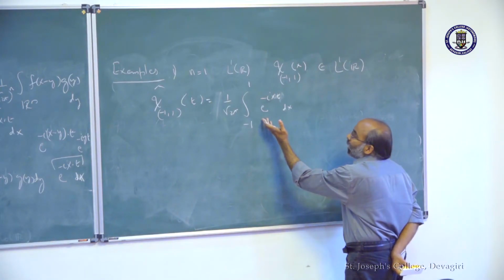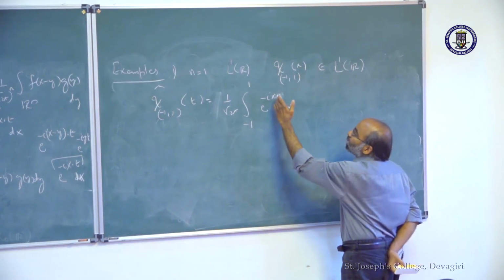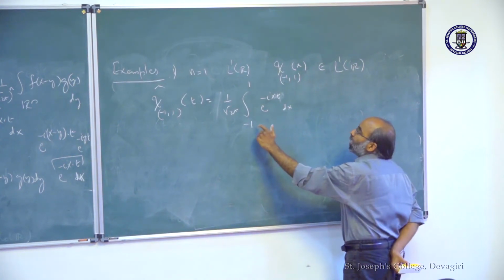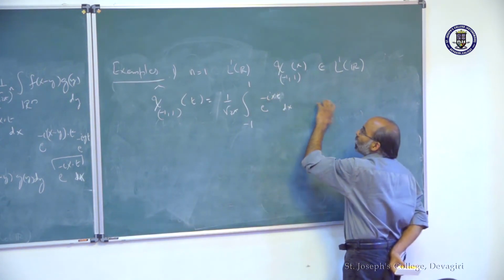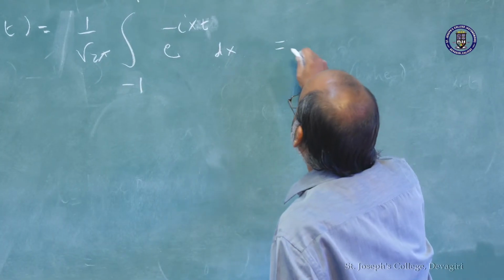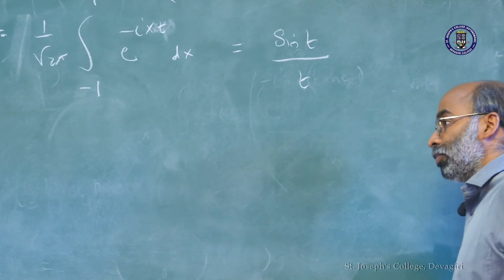Since it is exponential, you can integrate it explicitly, right. So, it is e to the minus I x t divided by minus I t, right, and then evaluate it at minus 1 and 1. So, you will get exponential minus exponential. Okay. So, you will get the sine function. So, this you can calculate to be sine t by t. Okay.